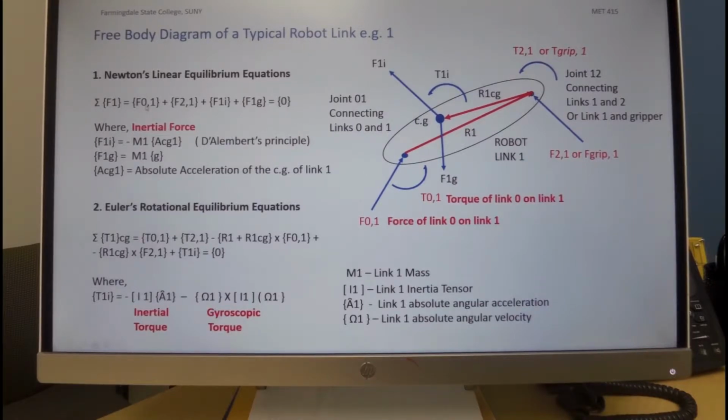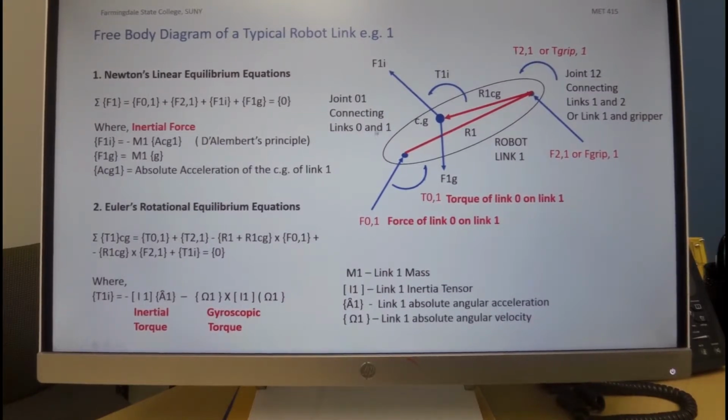One is the linear equilibrium of forces for this link. The other one is the rotational equilibrium of moments. Now let's take a look at the summation of forces.